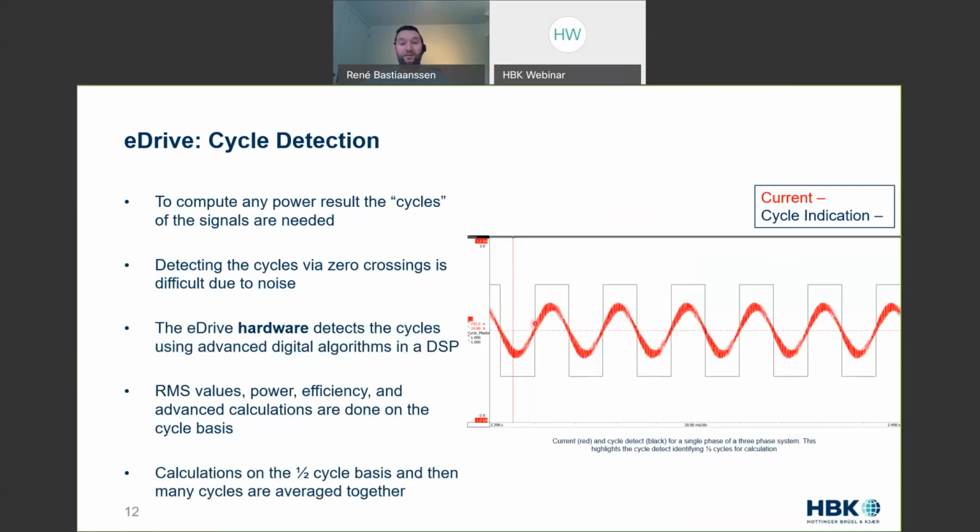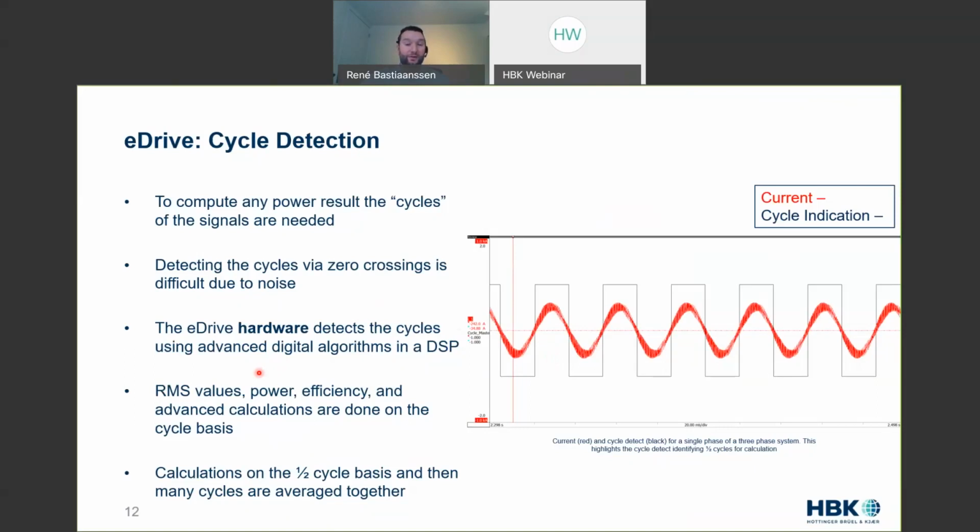So we designed a clever algorithm which detects those cycles up to a half cycle level of the signals, and we run those in DSPs on the boards. That's another important detail of the system. Each power board has its own DSPs running all the calculations, so the calculation power of the system scales together with the expansion of the system. This allows us to calculate our RMS values, powers, efficiencies, and any advanced calculations on a cycle basis. The most dynamic way is using the half cycle.